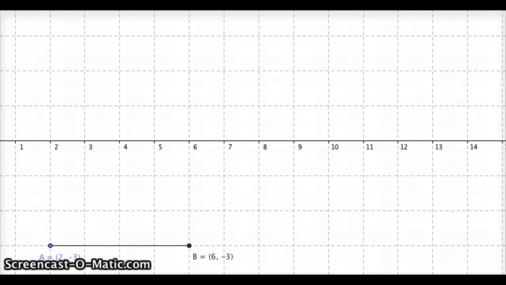This tutorial looks at finding the length of a line segment. In this case we have line segment AB, and we're going to find the length of that segment. Obviously in this case it's really easy just to count the number of squares, 1, 2, 3, and 4, to determine that the length of the segment is 4 units.